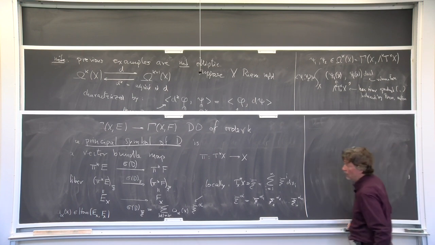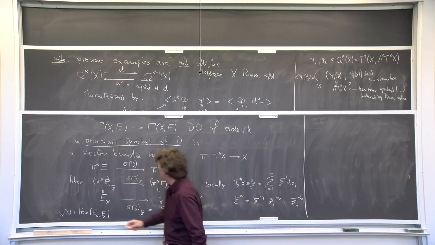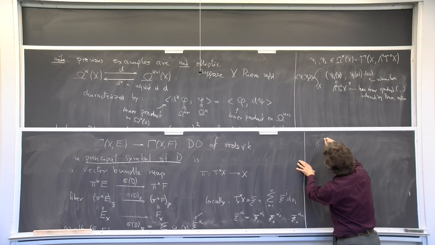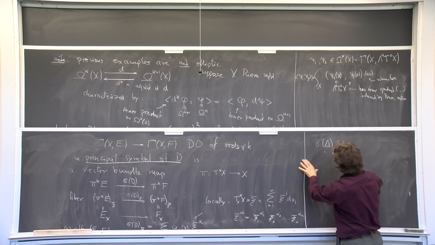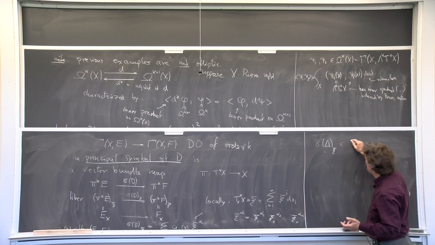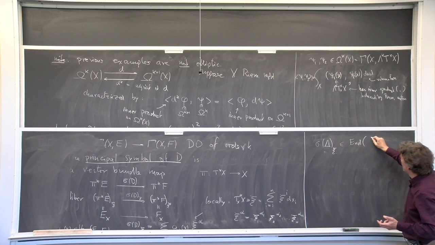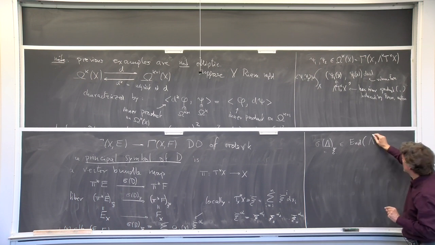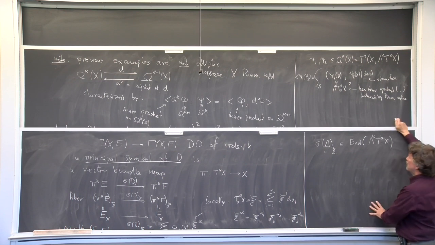So you could ask, well, what is the principal symbol of this Laplace operator at a point psi? What kind of thing is that supposed to be? Well, it's supposed to be an endomorphism of the fiber of the vector bundle that the Laplace operator acts on, right? Which is the kth exterior power of the cotangent bundle of X. So which endomorphism is that?